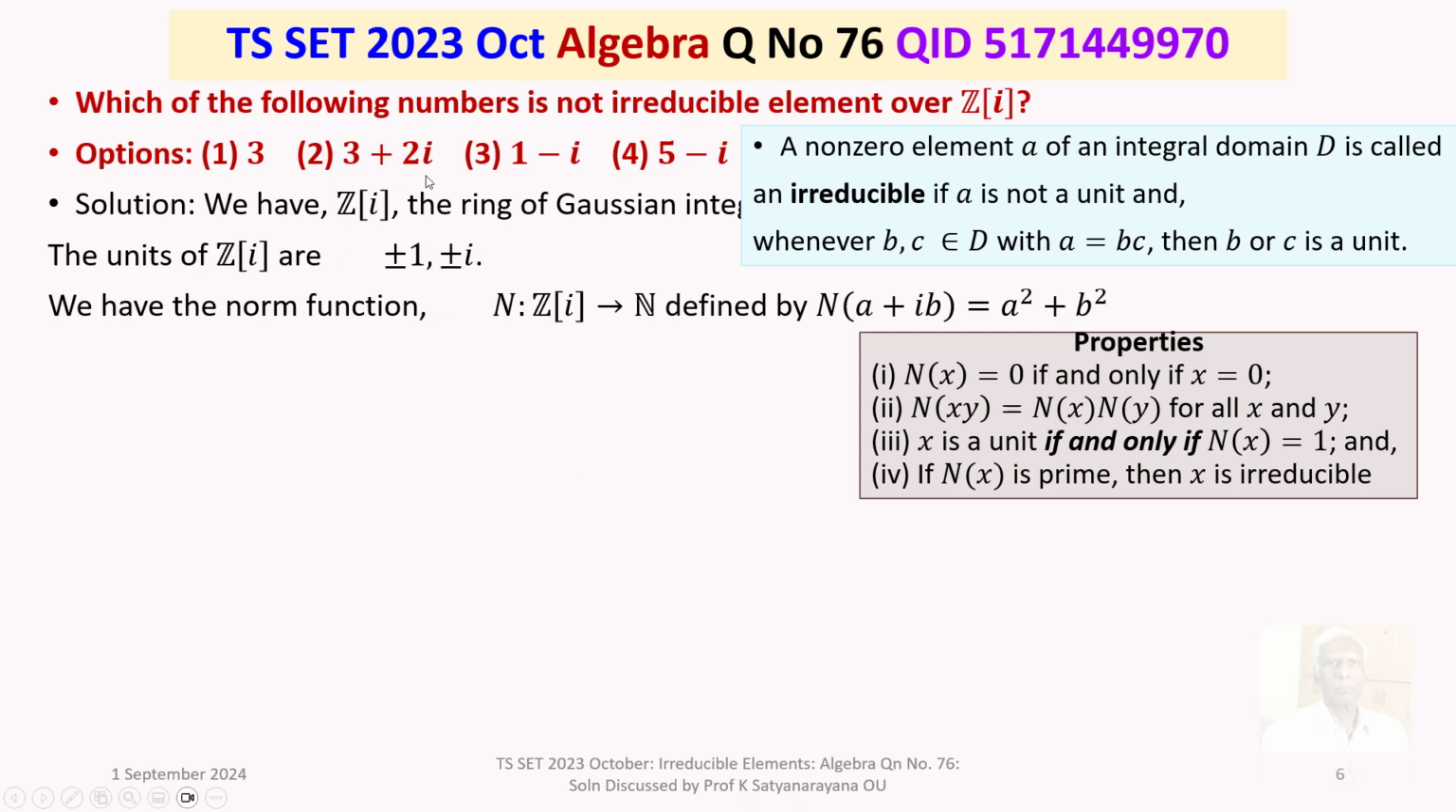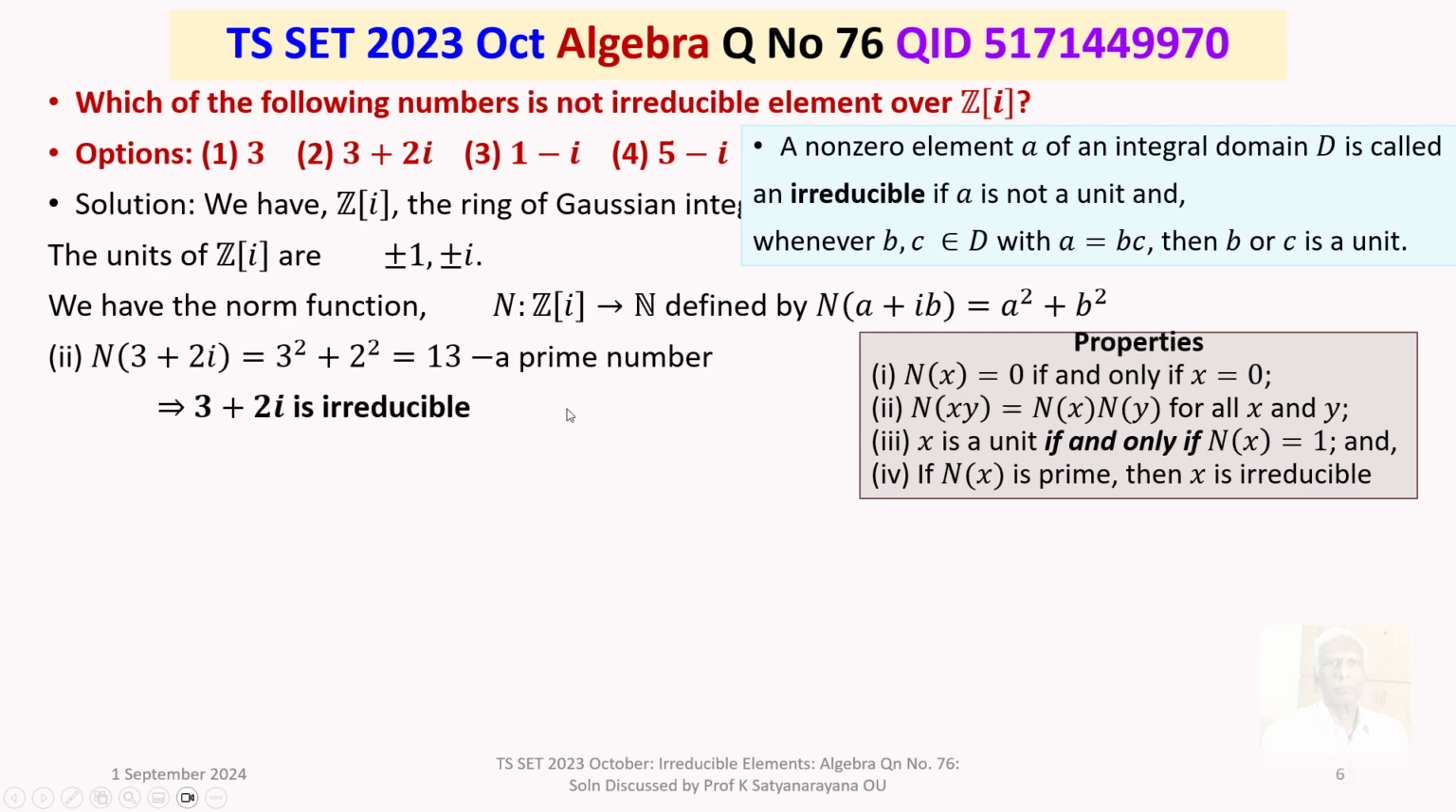Let us go to 3 plus 2i. It is also not a unit, and the norm of 3 plus 2i is 3 square plus 2 square, that is equal to 13, which is a prime. Now recall another property, property number 4, that is, if n of x is prime, then x is irreducible. This will imply 3 plus 2i is irreducible.